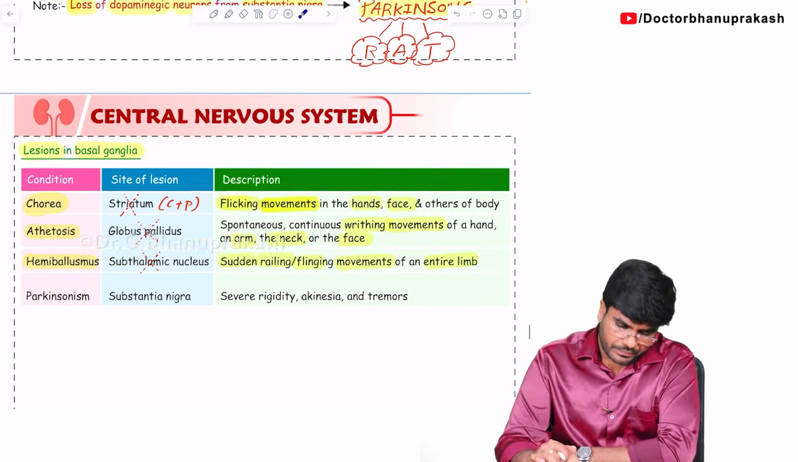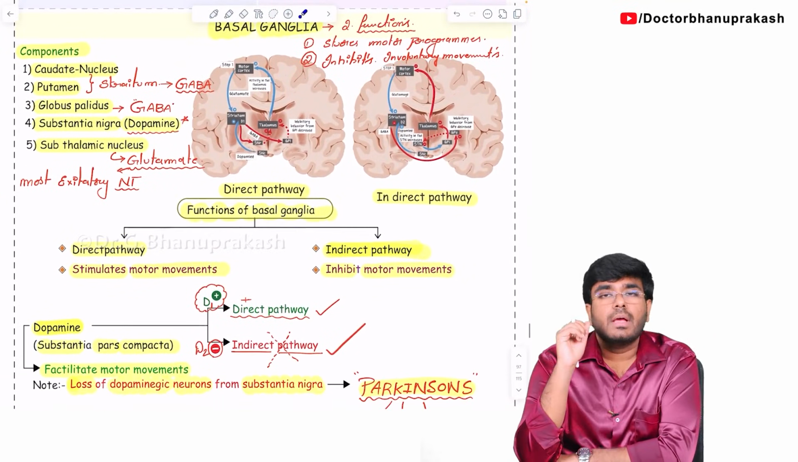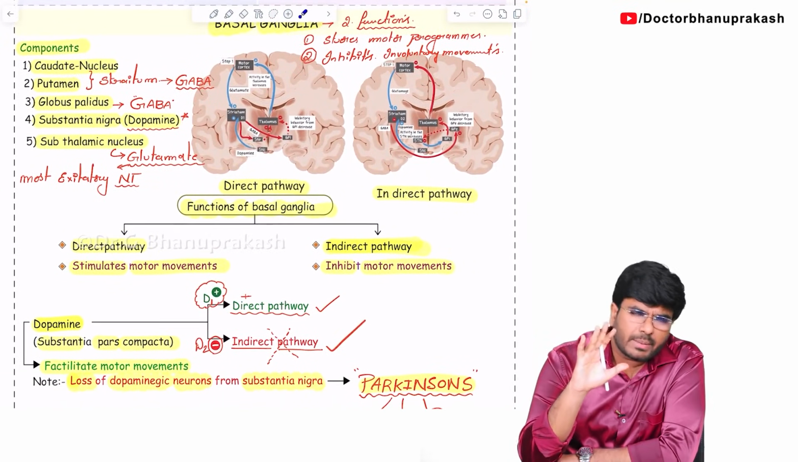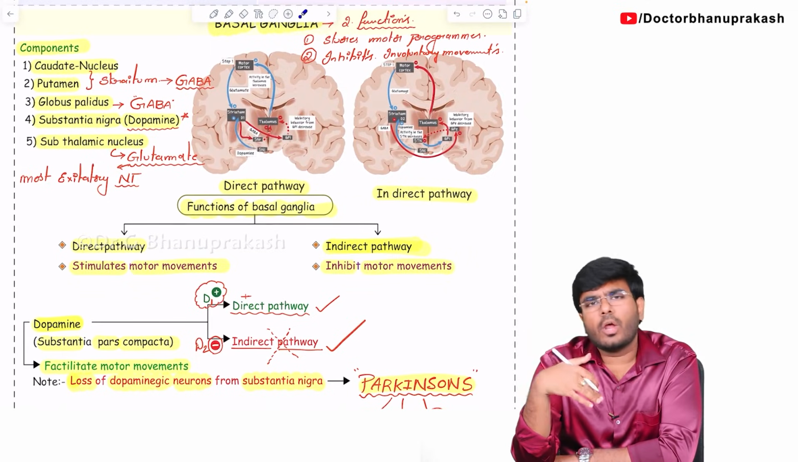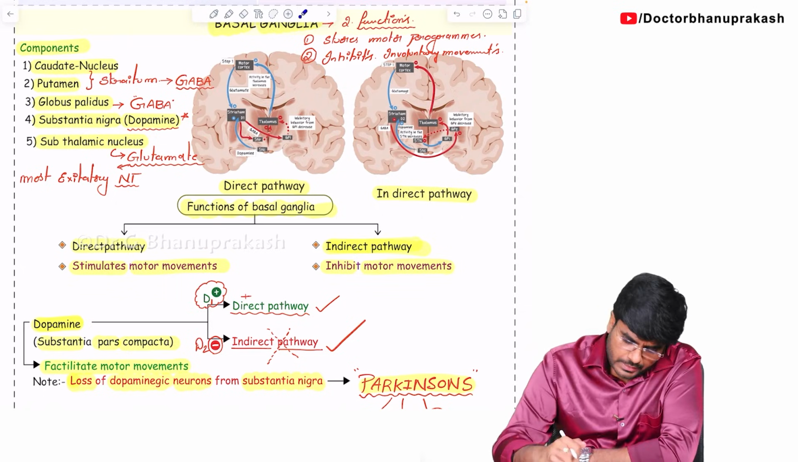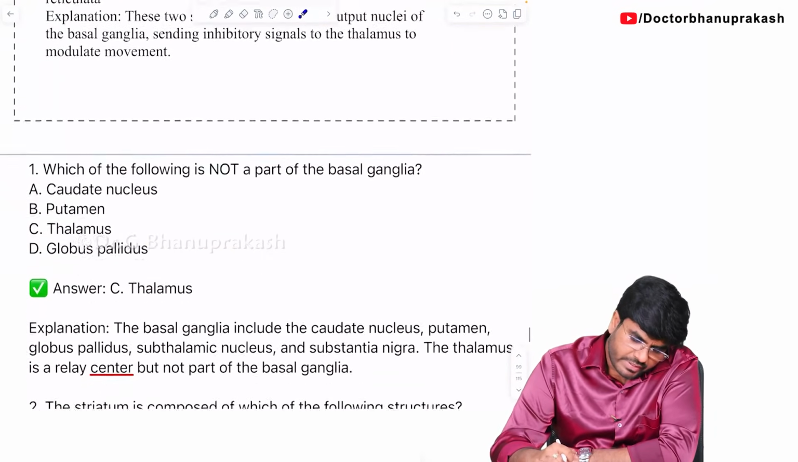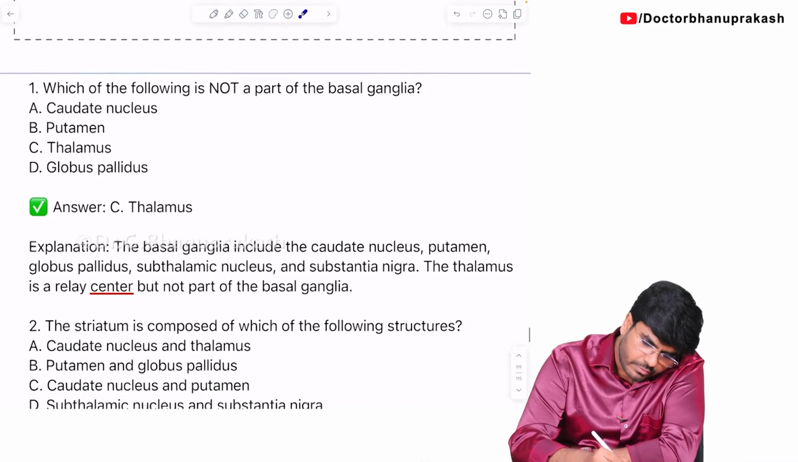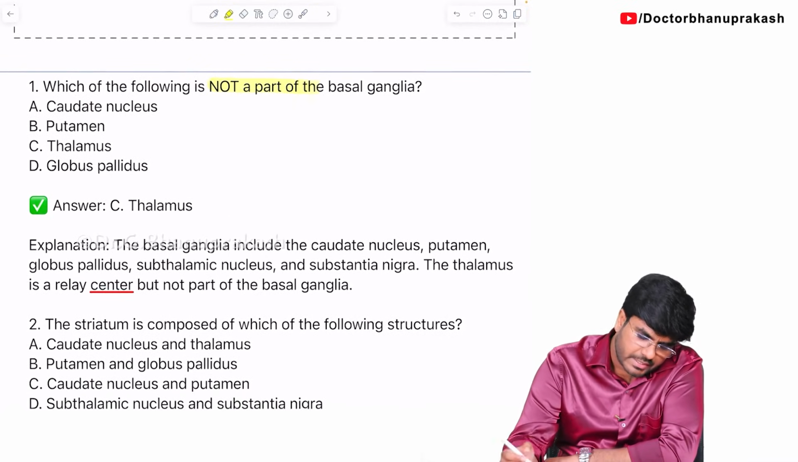Now, having said that, I have explained the basics. Now, I will show you some questions. Let's say 10 important MCQs. Some MCQs you already know, and certain MCQs you will learn now. For example, let's start from here. Which of the following is not a part of the basal ganglia?